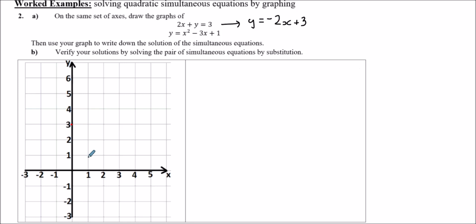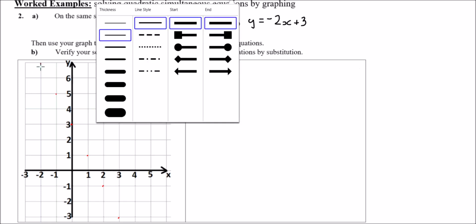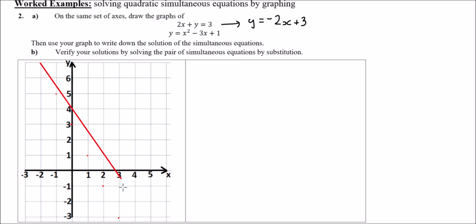So we're going to have a line looking something like this. And all we need is a straight line going through these points, like so. And so that's the graph of y equals minus 2x plus 3. In other words, the graph of 2x plus y equals 3.